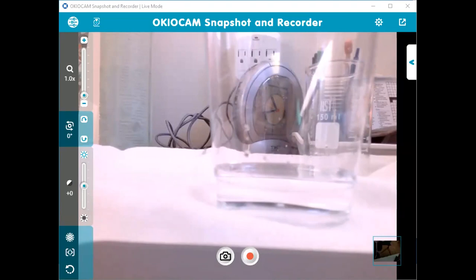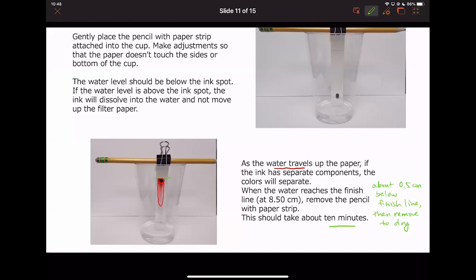Ideally, when you put this strip of paper in, the dot of color will be above the water line. If you've measured the water correctly, it's either 2 tablespoons or 30 milliliters. Once you're ready to put this paper in, I'm going to put this paper in right now. Ooh, I just did not record all of that.